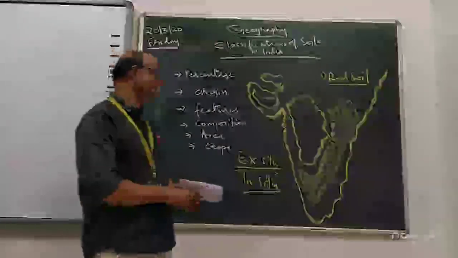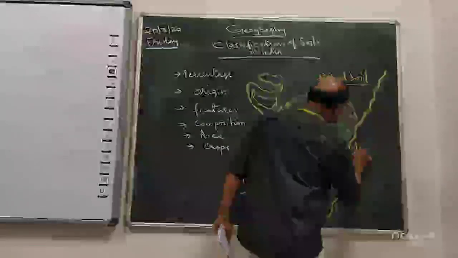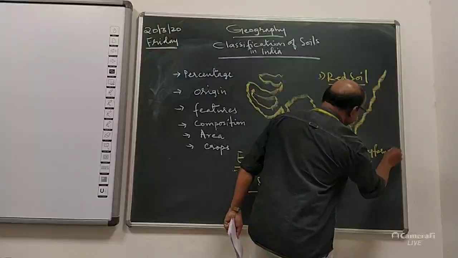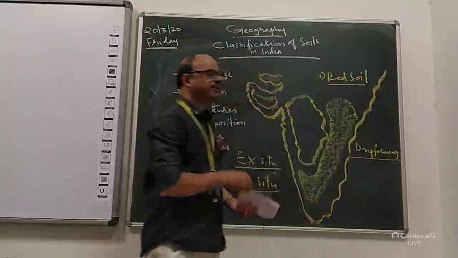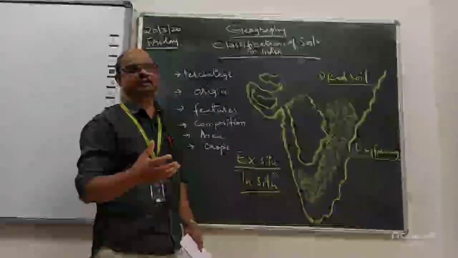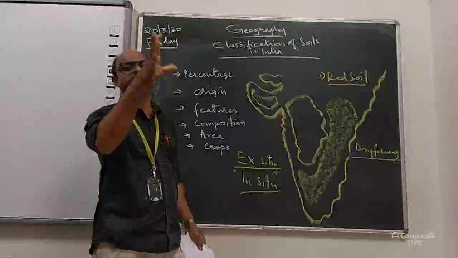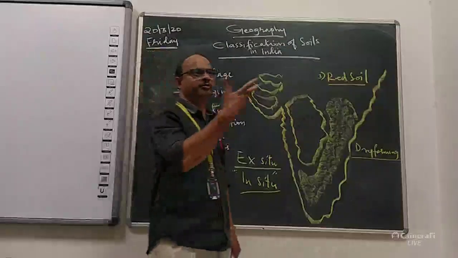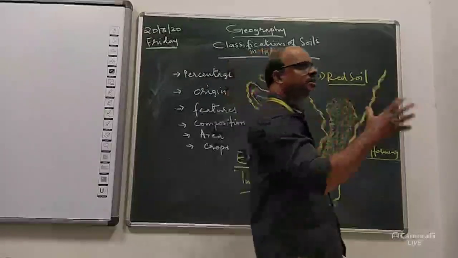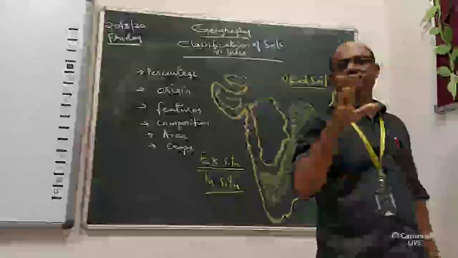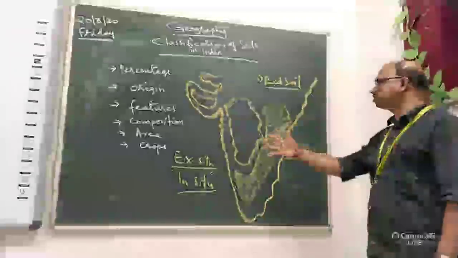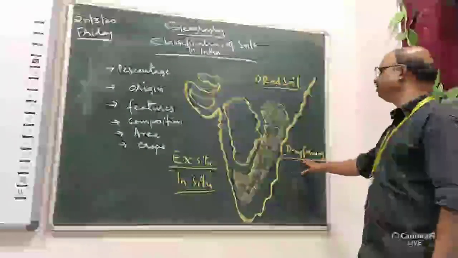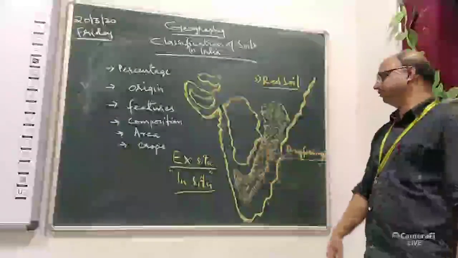And this is also good for dry farming. What is dry farming? A certain crop which grows without much water, there we can see dry farming. For example, millets, jowar, bajra, this kind of thing. These crops do not need much water. That means less water is sufficient. And mainly dry farming is good for this particular soil.